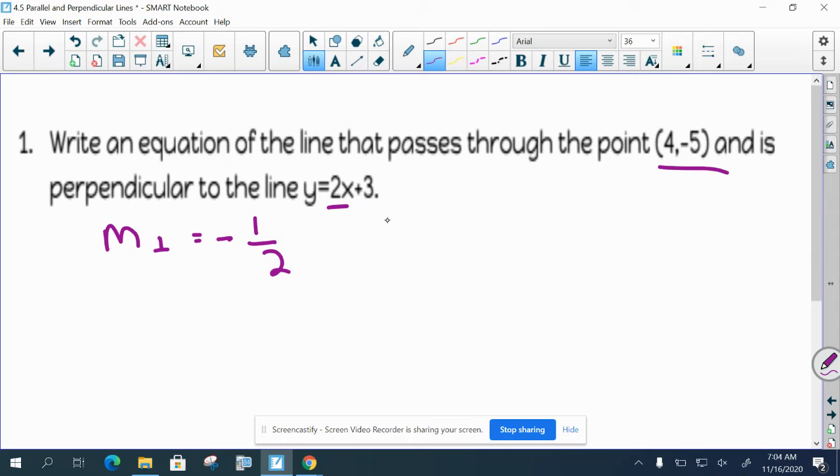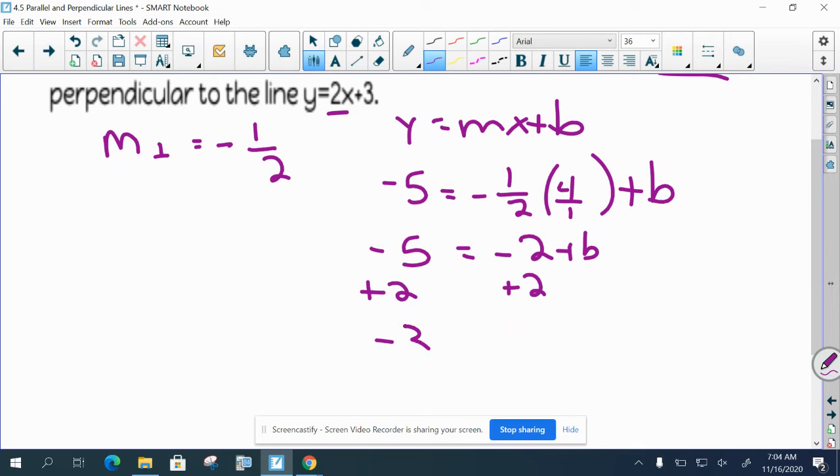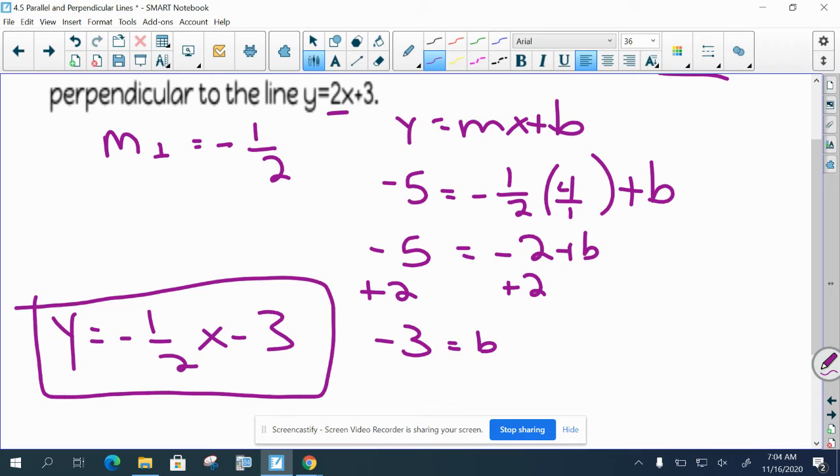So then I'm going to plug it into y equals mx plus b. I'm going to do -5 equals -1/2 times 4 over 1 plus b. You multiply these two. So -1/2 times 4 equals -2. Add the 2 over. -5 plus 2 is -3. So your equation is y equals -1/2 x minus 3. All right.